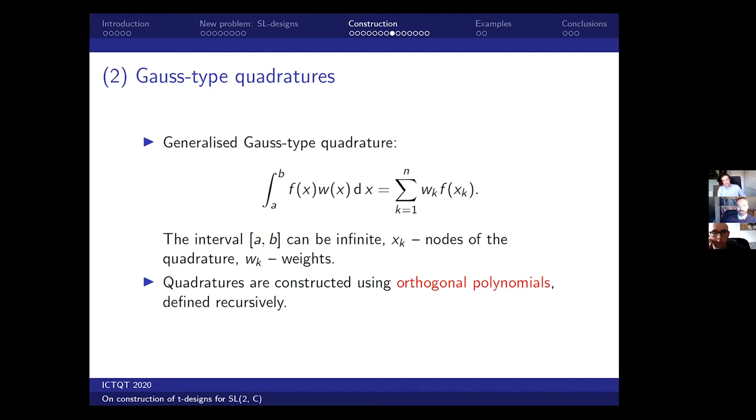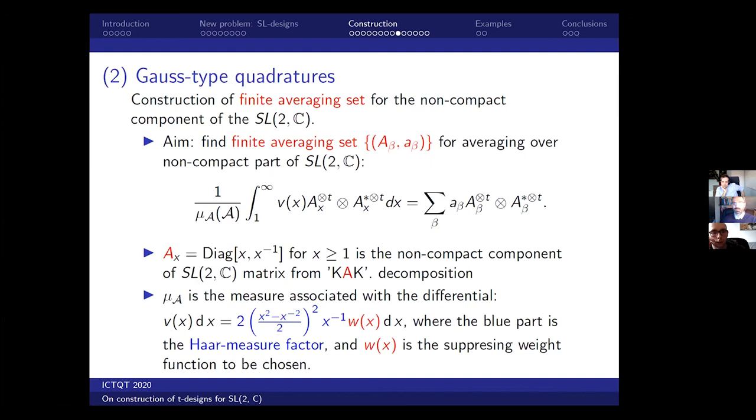There's a general theory of how to construct such quadratures, which is based on the idea of orthogonal polynomials, families of orthogonal polynomials, which are defined recursively. We start by defining an inner product of two functions with respect to this weight function W and so on. By such a construction, we arrive at quadrature formulas which are exact for polynomial functions up to some fixed degree, which would satisfy us in the context of finite averaging sets for this non-compact part of the SL2C group. As I said, we do not have time to show this entire construction.